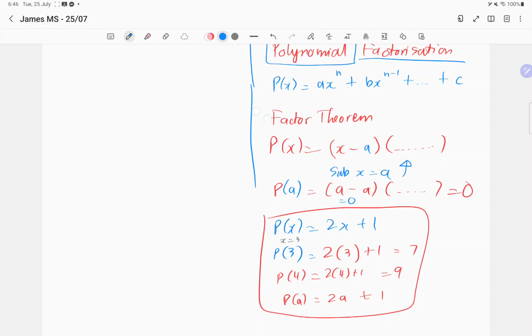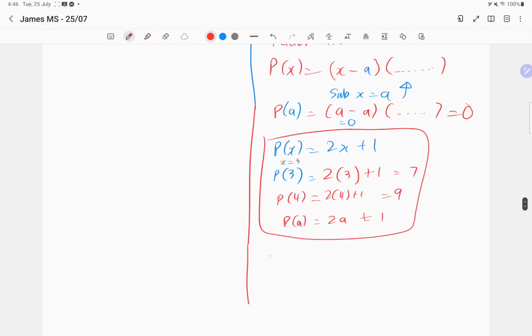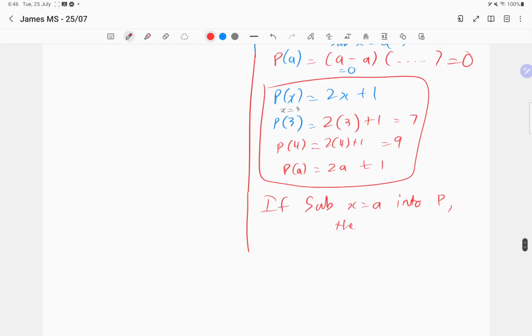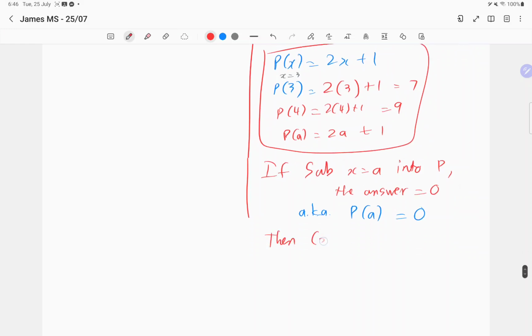That makes sense? Yeah. So the factor theorem actually says that if, when you sub x equals a into p, the answer is 0, in other words p of a is equal to 0, then x minus a is a factor. Is it 100%? If it's equal to 0, then it will be a factor.